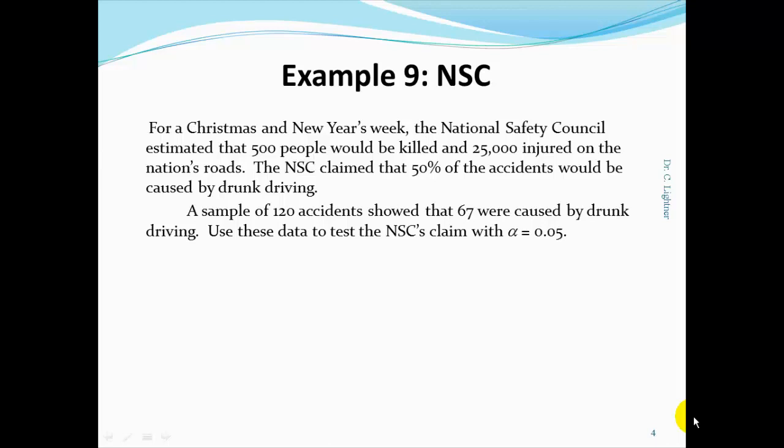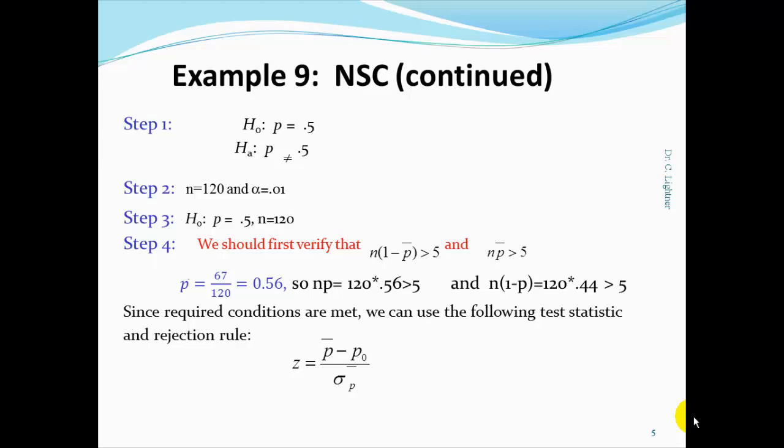For this example, since their claim did not indicate that more or less than 50% of the accidents would be caused by drunk driving, we should set up an equality hypothesis test. Our null hypothesis is our proportion is equal to 0.5 for 50%, and our alternative hypothesis is the proportion does not equal 0.5.